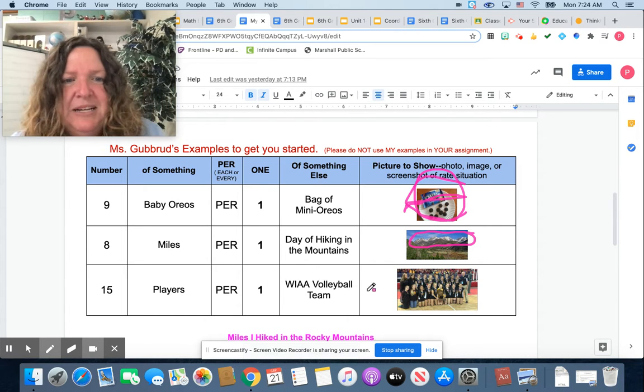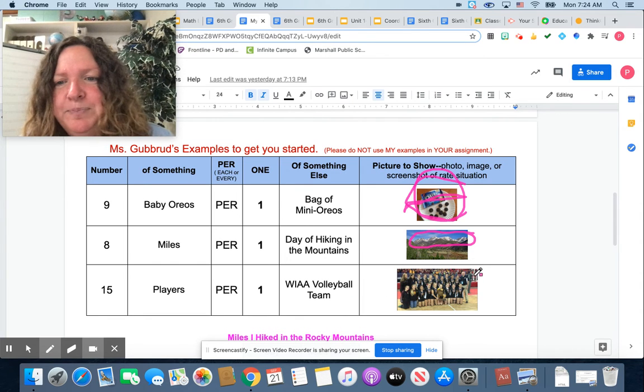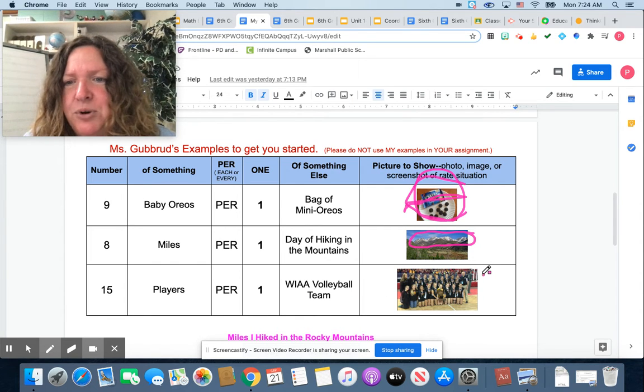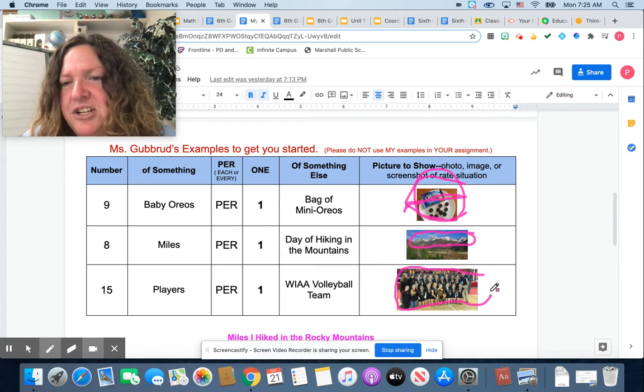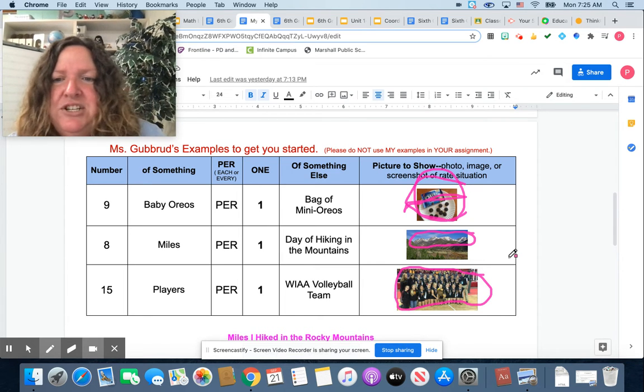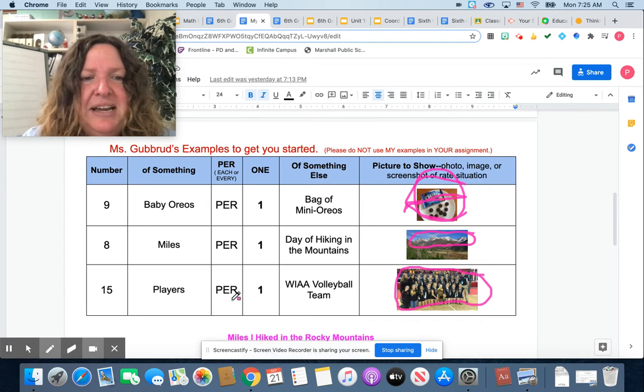Now, because I am not from Wisconsin, I didn't get to play WIAA sports. I'm from South Dakota, but you might recognize this team. So this is actually Waterloo. They won the state championship a few years back. And so that's their team, their WIAA team.